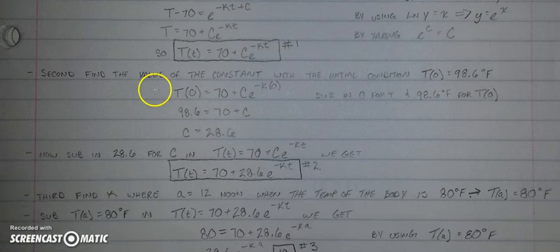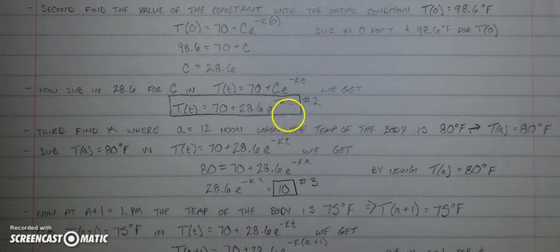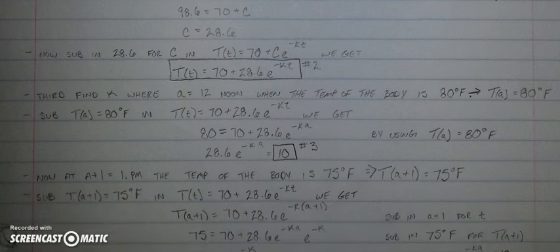All right. Second, we're going to find the value of the constant with the initial condition. So T of 0 is 98.6 degrees Fahrenheit. So plug all that in. We're going to find out that our constant C is 28.6. Now we're going to sub in the 28.6 for C into the original T(t) equation. And then we get T(t) equals 70 plus 28.6 e to the negative kt. You can call that number 2.